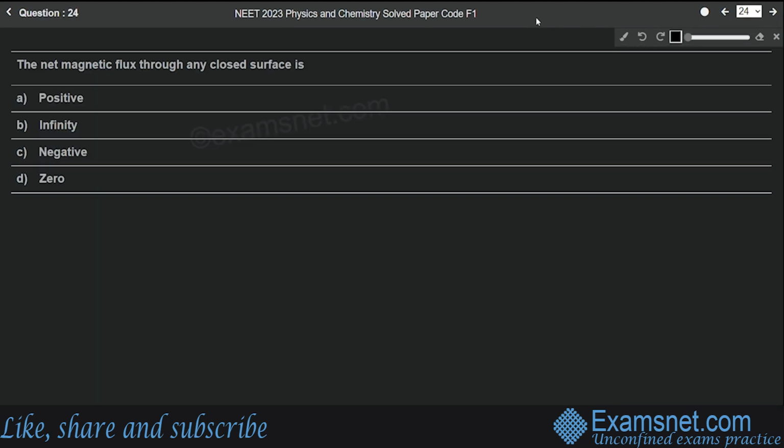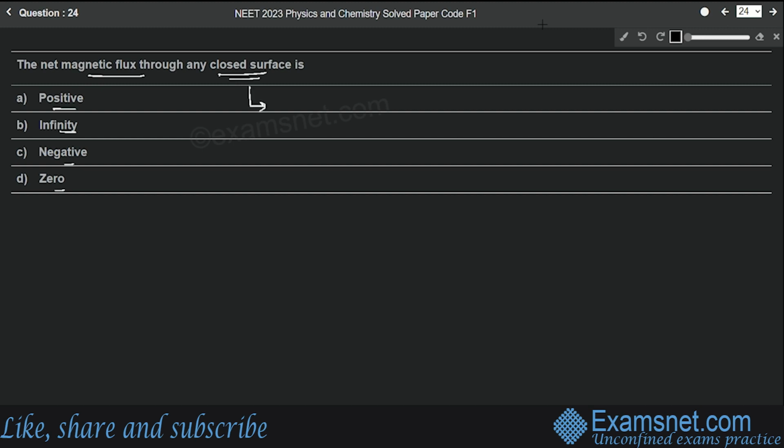Question number 24 is from EMI, and the question is the net magnetic flux through any closed surface is. Options are positive, infinity, negative, and 0. Okay, so we have any closed surface. What happens in case of closed surface?